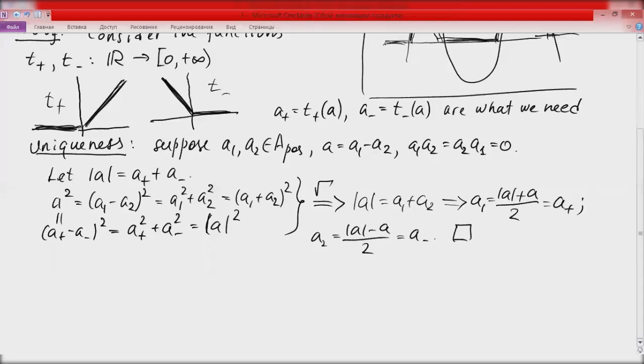Okay, now we are ready to prove probably one of the most important results about positive elements. So we have the following theorem. For each element little a in our algebra A, the element A star A is positive.